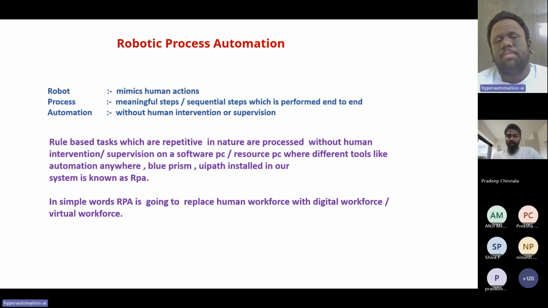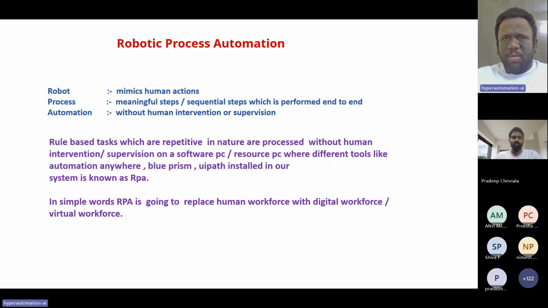So what is automation? Automation refers to removing human intervention or supervision. In simple words, it's going to replace a human workforce with a digital workforce. That is the basic definition of what RPA refers to.